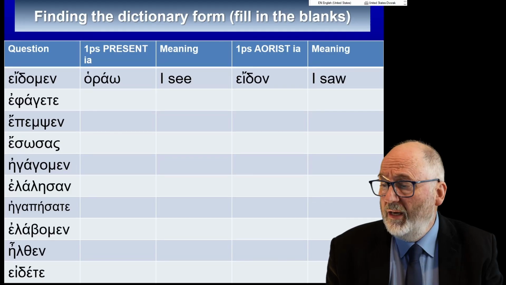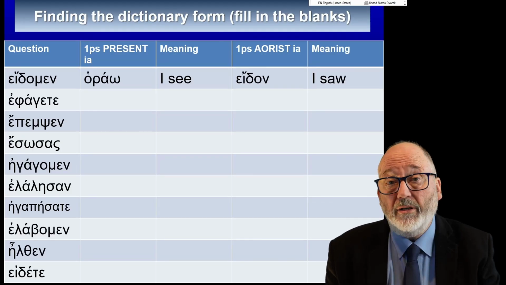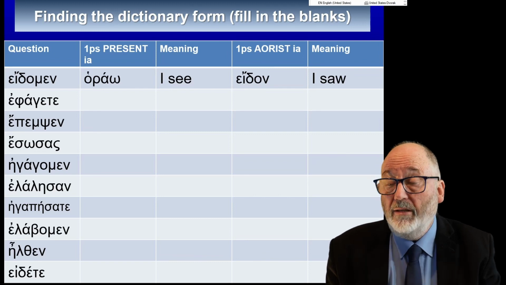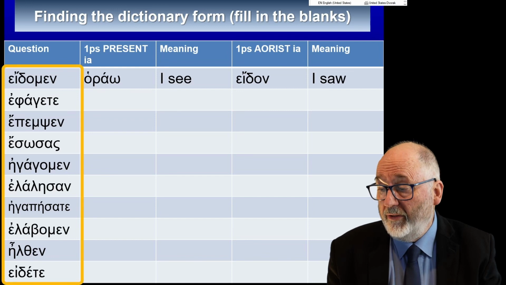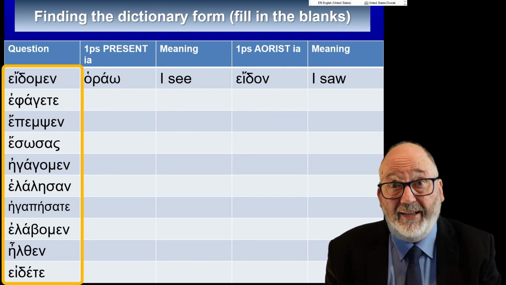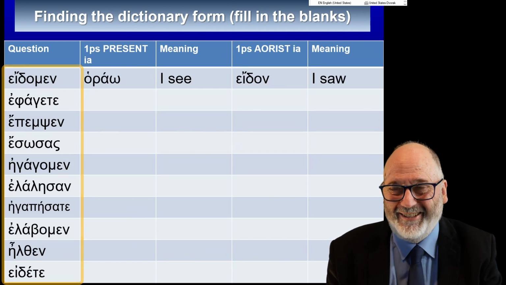When you are translating from the New Testament, you're going to be meeting a mixture of strong and weak aorists. So I thought it would be a useful exercise just to model how to work out which is a strong aorist and which is a weak aorist. Now what we have here is some verbs as they might be found in a passage that you're translating. We've got eidomen, we've got ephageti, we've got empempsin. They're all in the aorist tense. That's a bit of a hint.